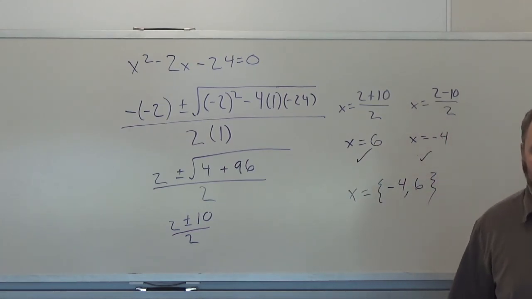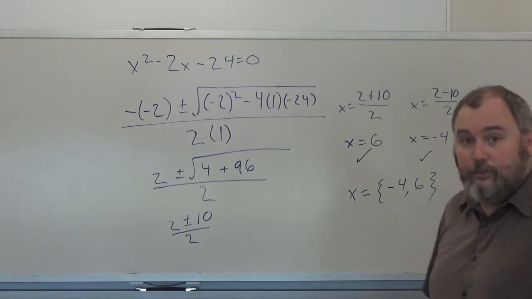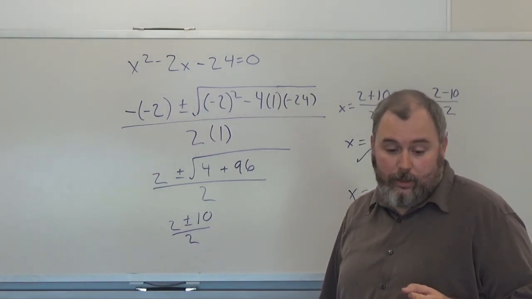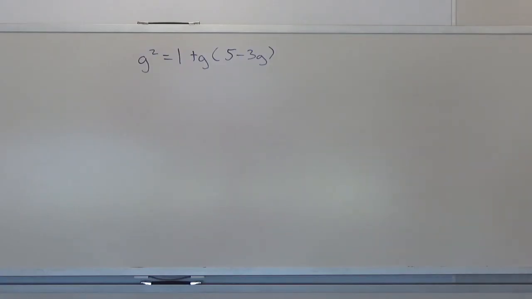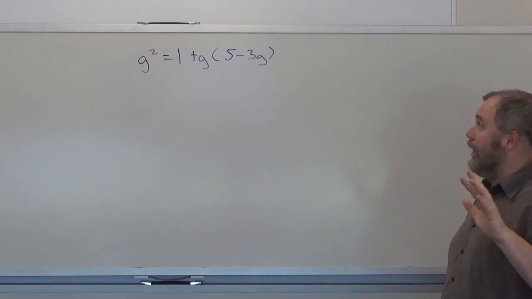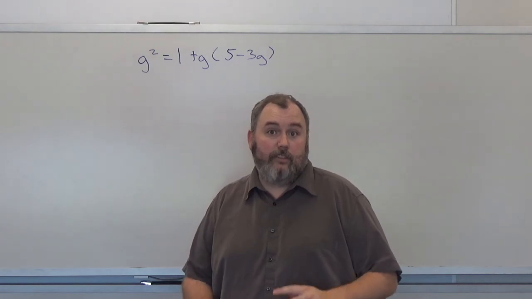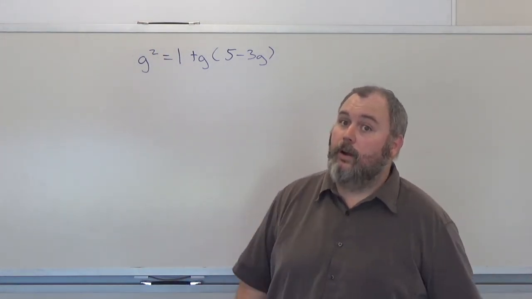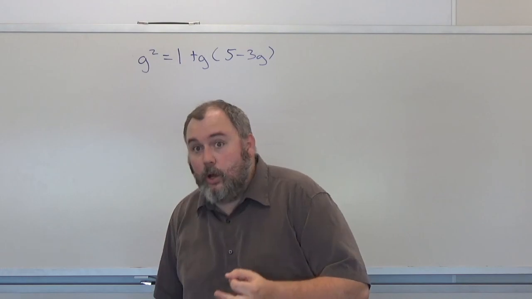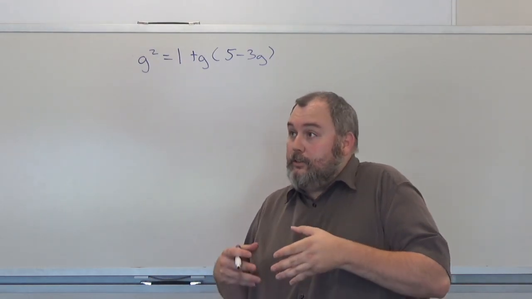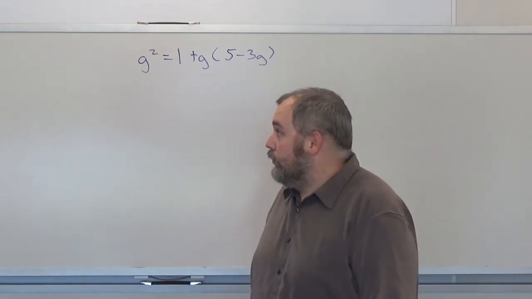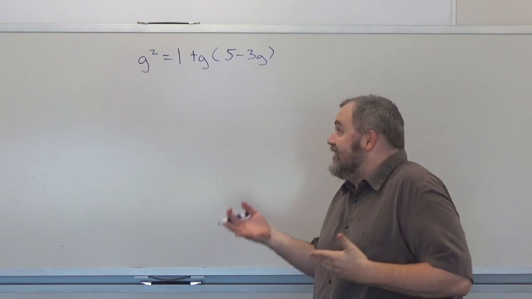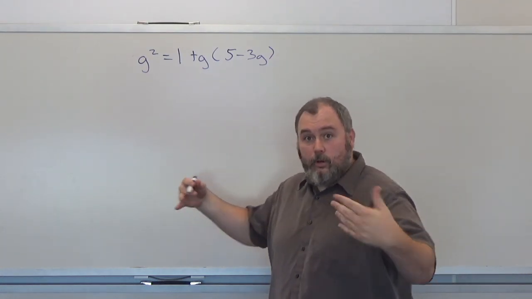Both of these work. Alright, so what I'm going to do now is skip down to question 5 because I really want to show you that, and I'm going to leave 3 and 4 for you to do. Alright, so we have g squared is equal to 1 plus g times 5 minus 3g. This doesn't look like anything we have done whatsoever. However, I told you before, what we want to do is take this and get the expression equal to 0. So really what we're getting ready to do is basically simplify this thing, and then we'll go from there.